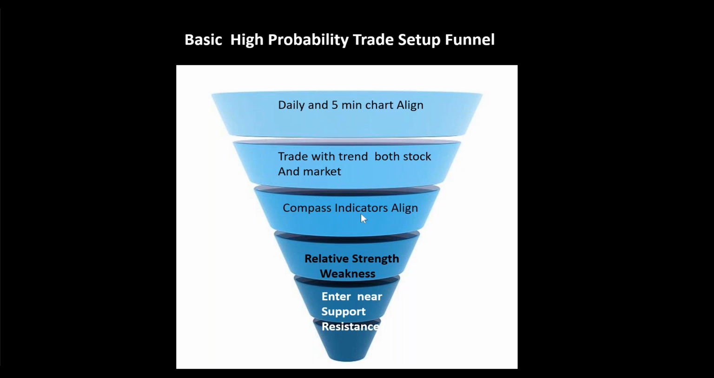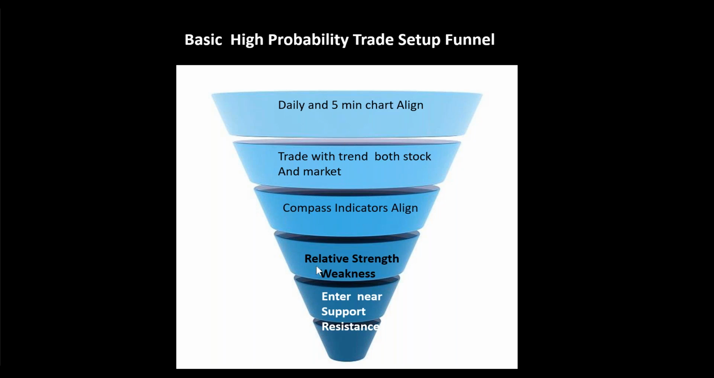Compass indicators have to align. If I'm going long a stock, the Compass indicators have to tell me that the institutions are in there buying. If I'm going short, the institutions have to be selling, and the Compass indicators tell me that. So this one, the 5-minute and daily chart aligning, and this one, the Compass indicators aligning, these are two critical ones. If you don't have those, you can't take a trade. As the trade drops through this funnel, the more of these check boxes you get, the more likely it is that it's going to succeed. But these two are critical: daily chart and the Compass indicators.